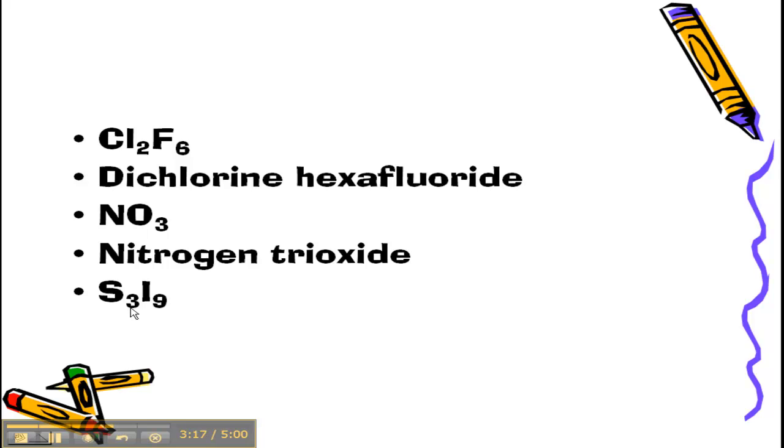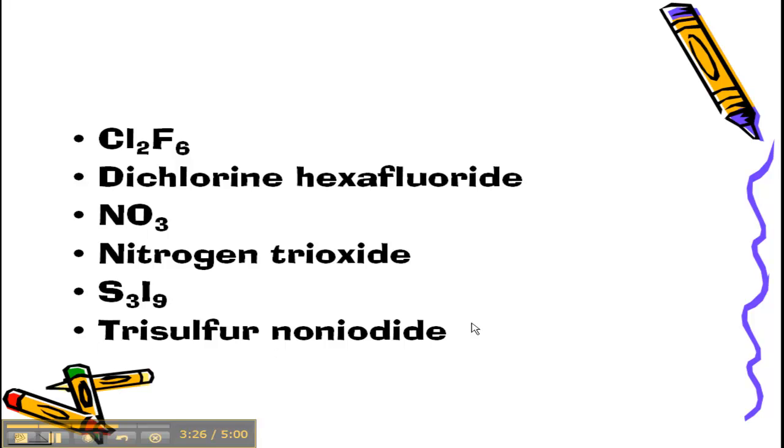S3I9. Alright, 3 again is tri, so trisulfur. 9 is nona, so nonaiodide. So trisulfur nonaiodide.